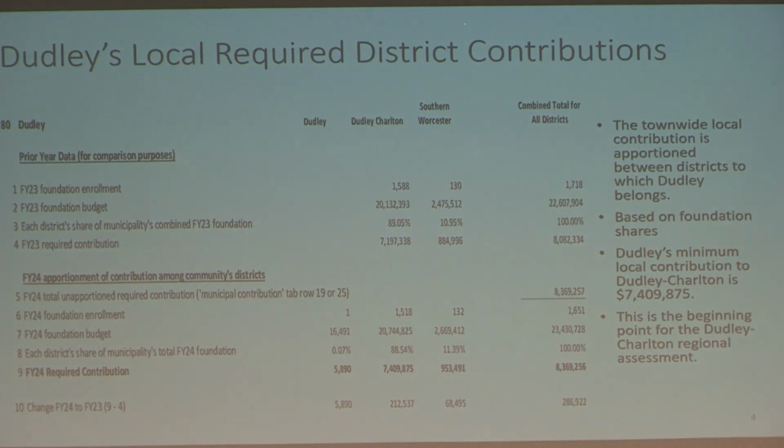The last time we did a presentation like this, we were looking at FY23 numbers, which were known at the time, and we're projecting forward to FY24. Since that presentation, we now have preliminary FY24 numbers available, and that's what is being shown to you this evening. So that required contribution on line 9, which is the bolded number, $7.4 million, is the starting point for the regional assessment. And there's another calculation that takes place to determine the total assessment, but that is the starting point.